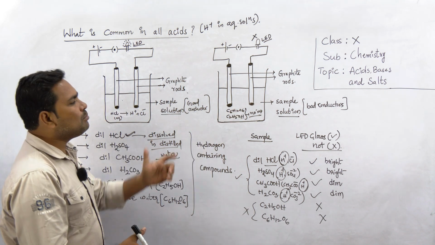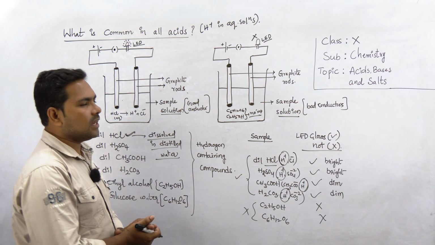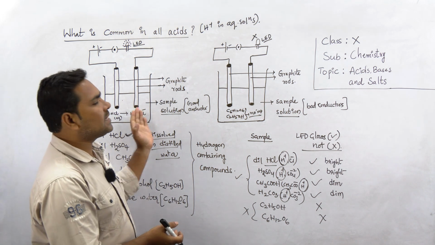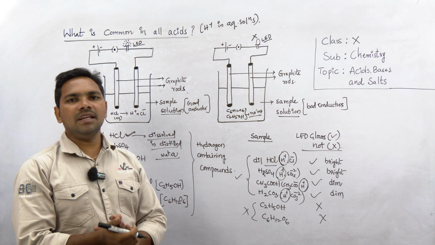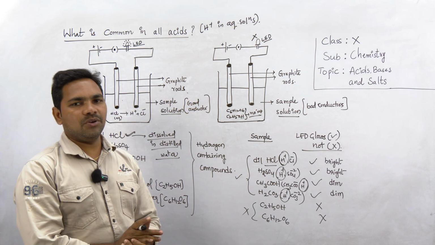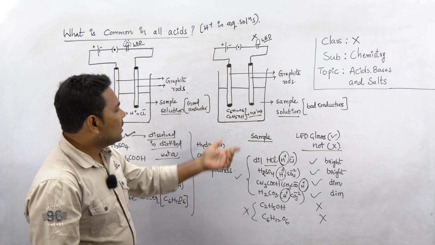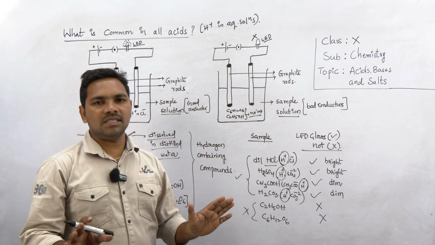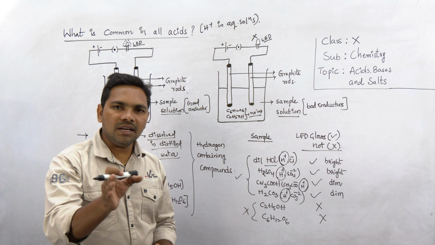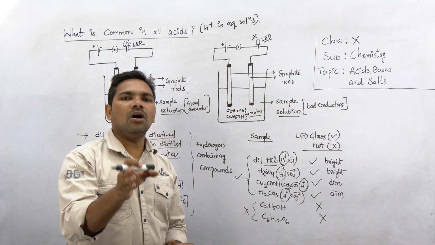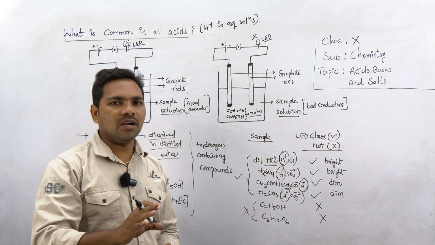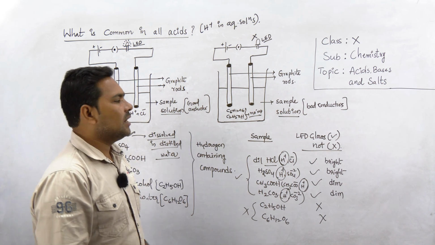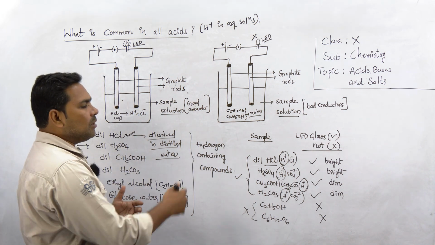From this, an important conclusion, right? We can conclude two things now. One is, all acids contain hydrogen, they produce hydrogen ions. And the second thing is, all hydrogen containing compounds are not acids. All acids contain hydrogen, but all hydrogen containing compounds are not acids. Like glucose, ethyl alcohol, though they contain hydrogen, they are not acids. Now let us see one more observation.